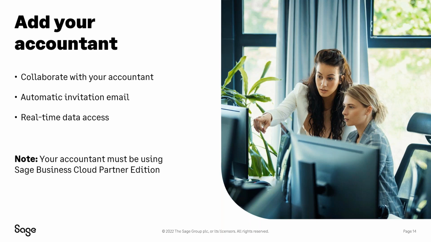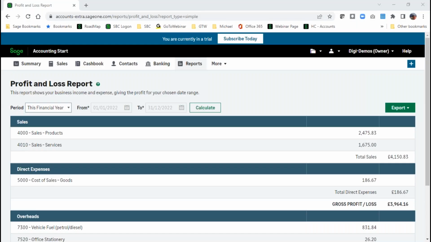Okay, let's just quickly show you what you would do for this area. But again, remember your accountant. To be able to add your accountant, you're going to need their email address from them, but they need to be using the partner edition. If they're not using the partner edition, this option will not work. So we'll check with them first.